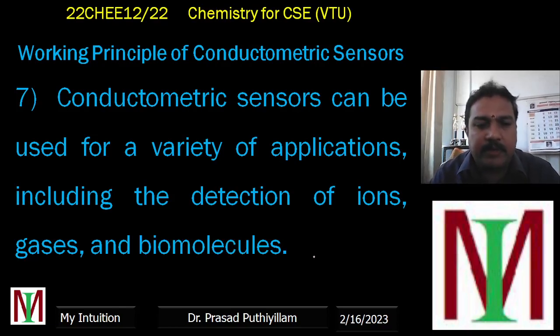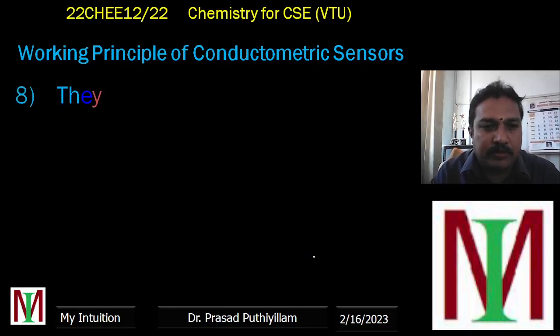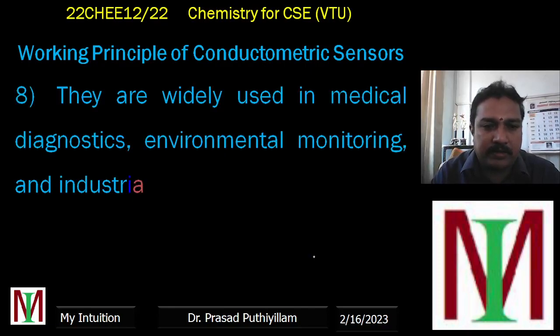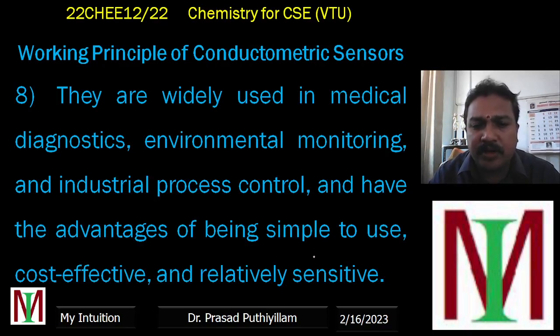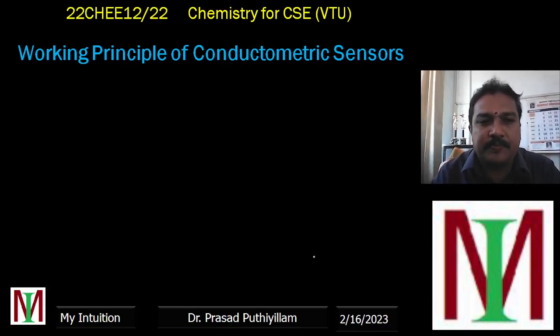I think there is a hands-on experiment in your chemistry lab. We are having the conductometric measurement, using the conductometric sensor there. By using conductometric sensors, we are measuring the concentration of the solution in the chemistry lab. They are widely used in medical diagnostics, environmental monitoring, and industrial process control. The advantages are that they are simple to use, cost effective, and relatively sensitive.